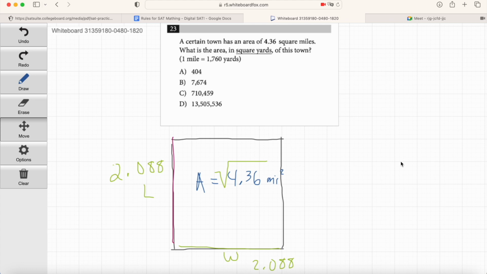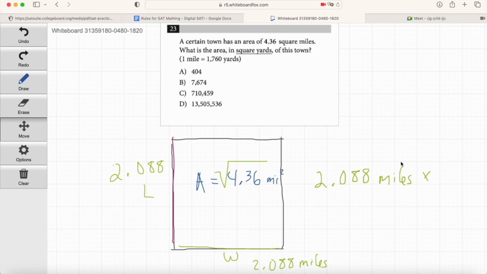Okay. So now we know the length and the width in terms of miles. And now we can convert those miles into yards. Does that make some sense, why we can do that? And then once we know the length and the width in terms of yards, we can find the area in terms of yards by multiplying the length and width in terms of yards. So we're going to do that conversion unit thing again that we just did. It's 2.088 miles.